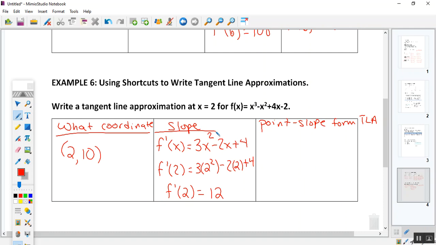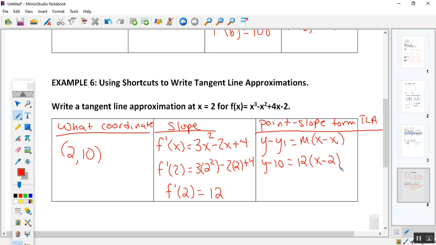12, so if I want to write an equation for that line of tangency, we're just going to use point-slope form to write that. So here we go. Point-slope form on our tangent line approximation, which is y minus y1 equals m times x minus x1. Okay, help me, kids. What's going in for y1? So y minus 10 can equal your slope of 12 times x minus what?